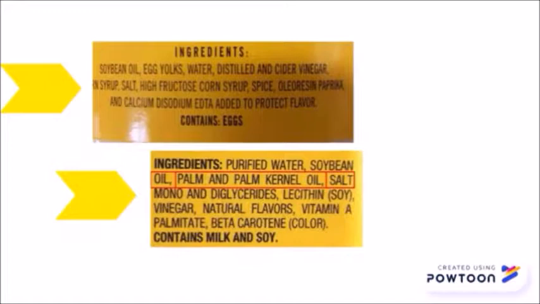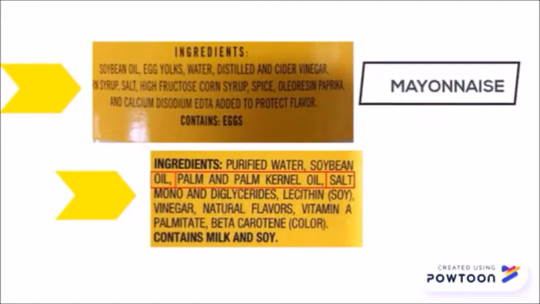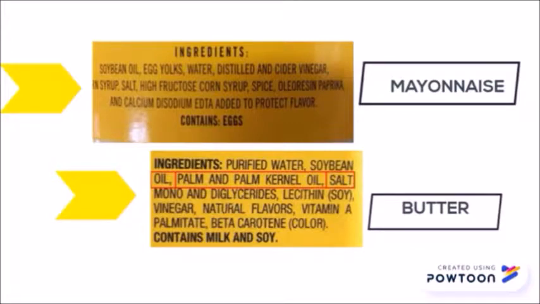As you can see, this is the ingredient list of mayonnaise. Mayonnaise contains egg yolks. Egg yolks have lecithin, which is an emulsifier. Hence, it can form a stable emulsion. The next ingredient list is butter. Butter forms a stable emulsion due to the presence of lecithin, which is soy lecithin, in the ingredient list, and hence it does not separate upon storage.